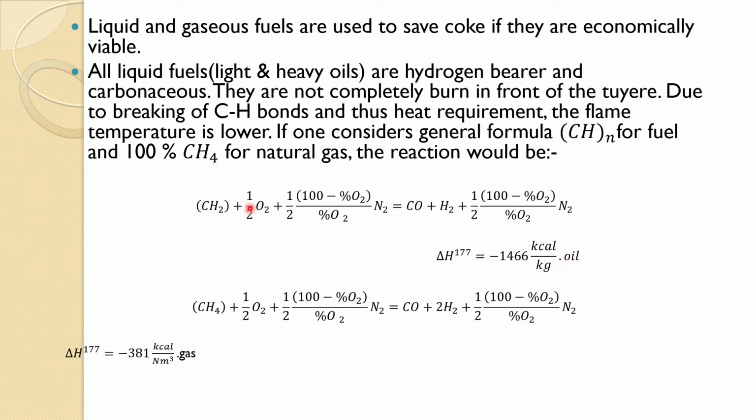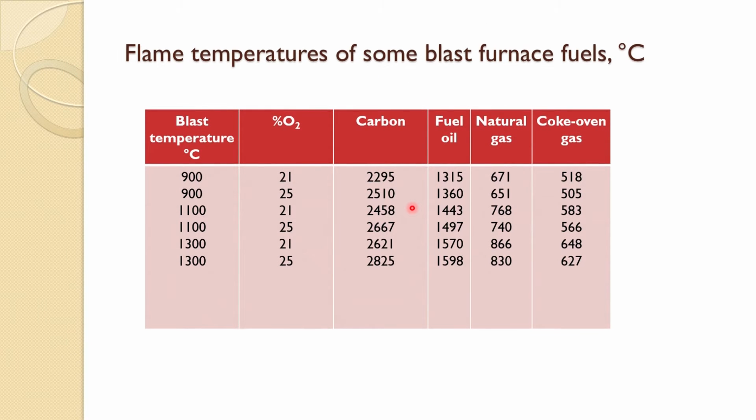enthalpy for the reaction for natural gas, which mostly comprises methane. Similarly, you can write this equation where hydrogen and CO are forming. Look at this product. The product is CO and hydrogen. So, this is highly reducible. The reducing power is increasing due to the hydrogen, and hydrogen is a much stronger reducing agent than carbon monoxide.